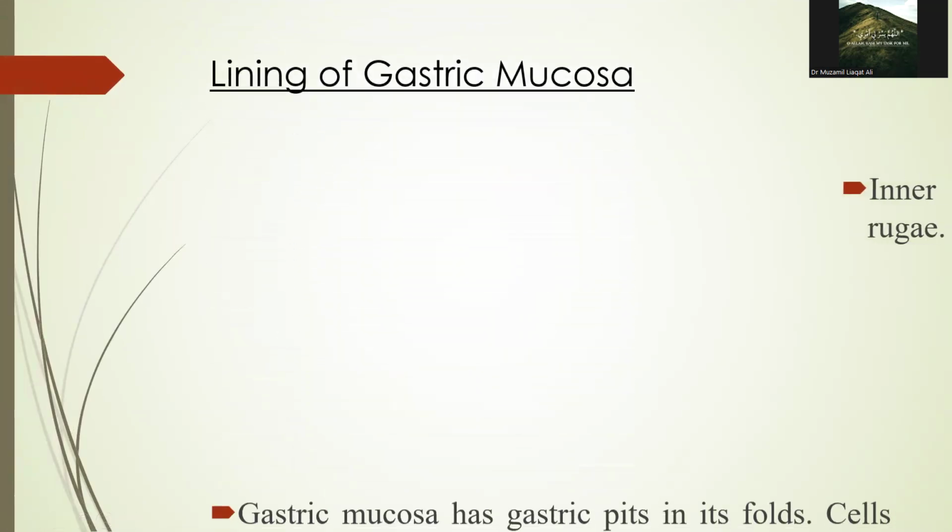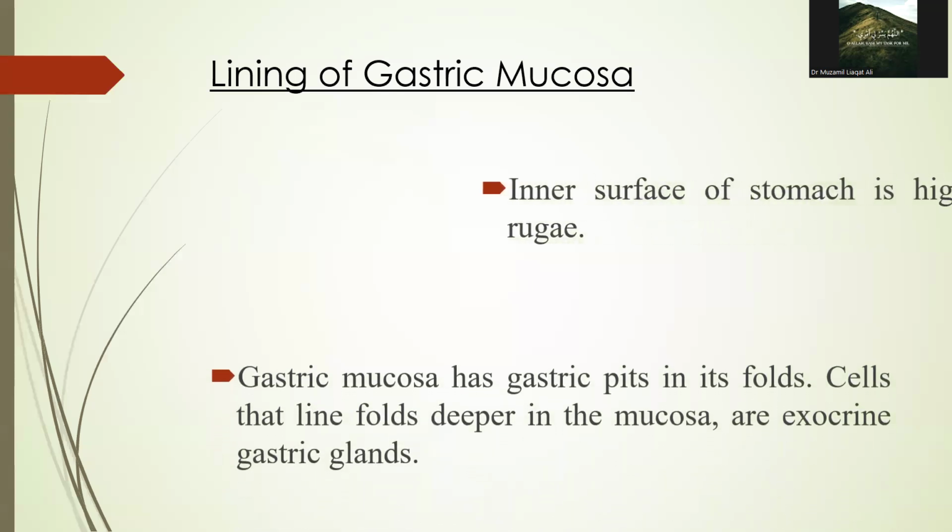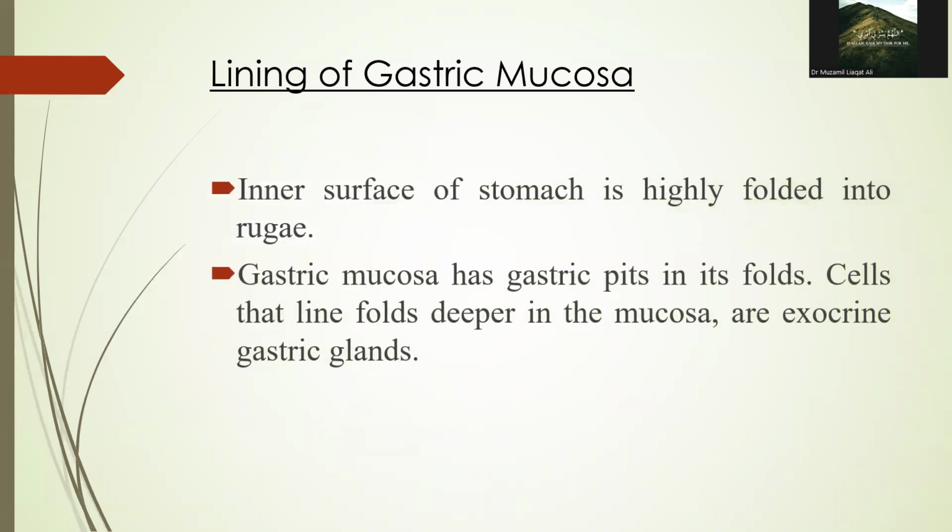Let's start with its structure. The inner surface of the stomach is not smooth. It holds folds like rug-like structures. Within these folds, we have gastric pits. These pits open into gastric glands, which are the real functional units. Think of the surface as an entry and the gland as a factory.